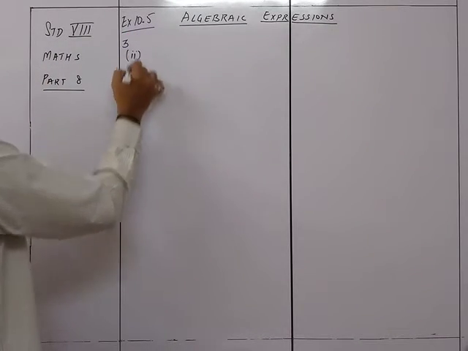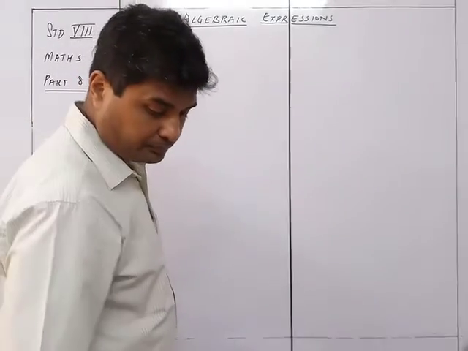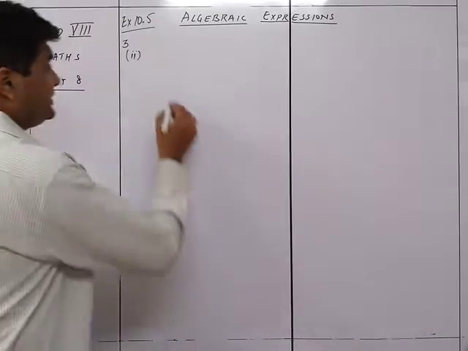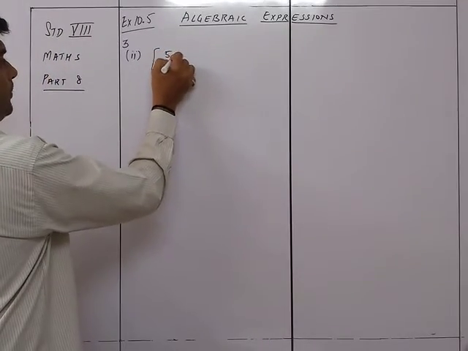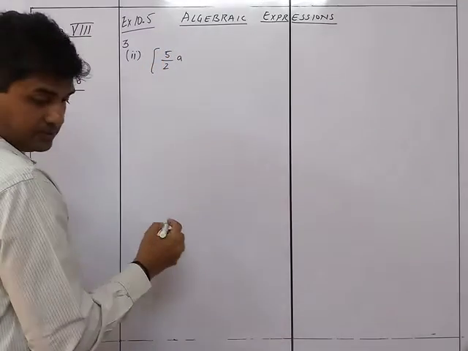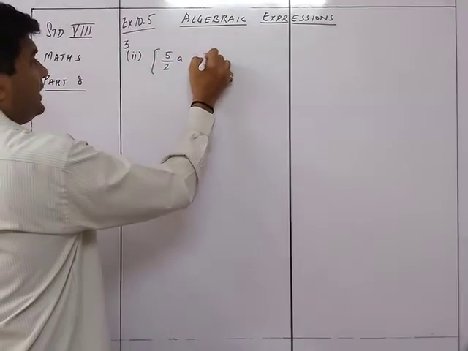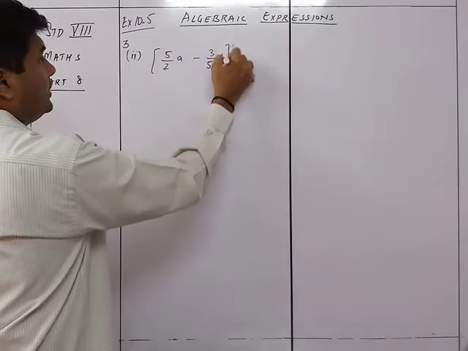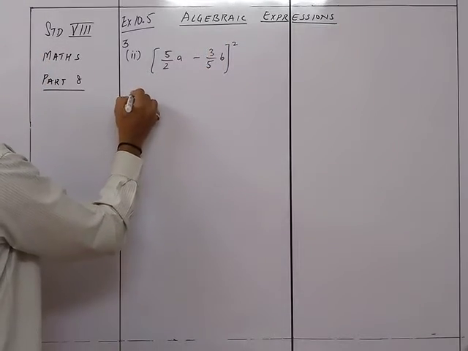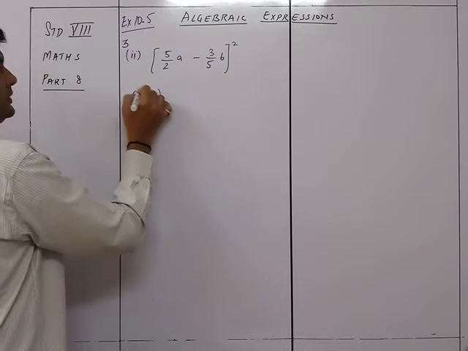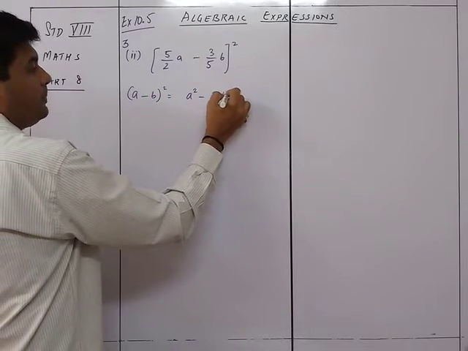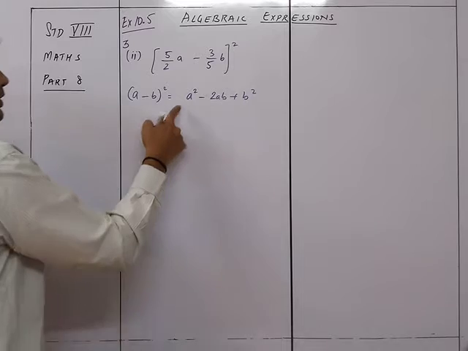Third ka second. Find the following squares. So it is given as (5 upon 2a minus 3 upon 5b) the whole square. So this is (a minus b) the whole square, which is equal to a square minus 2ab plus b square. What is the value of a?